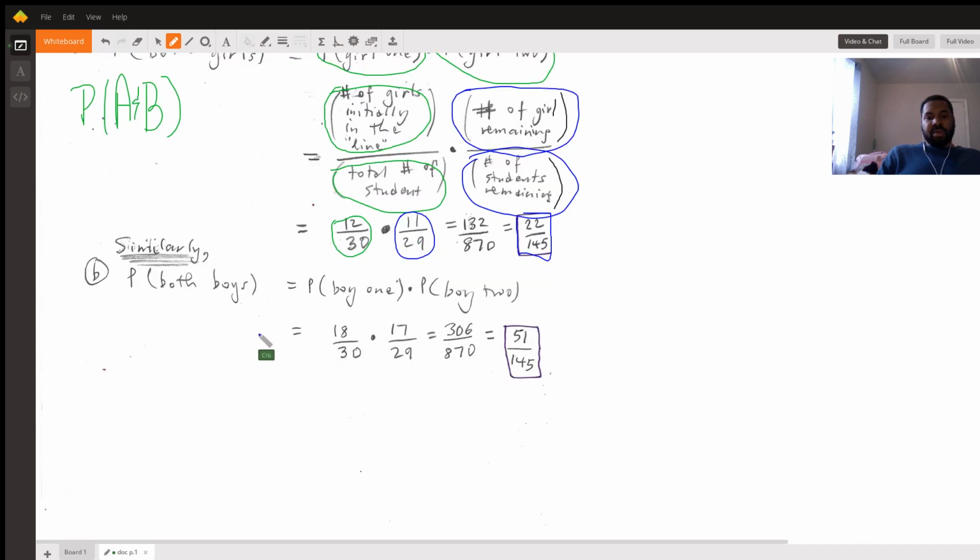Similarly, if you do the one with the probability of choosing 2 boys, it's going to be the same idea. You're going to take the probability of choosing boy 1, which is how many boys there are out of the total, 18 of 30, times the probability of choosing the second boy, boy 2, which now has 17 boys remaining and 29 students remaining. You take that product, you get 306 over 870, which simplifies to 51 out of 145. So that's it.